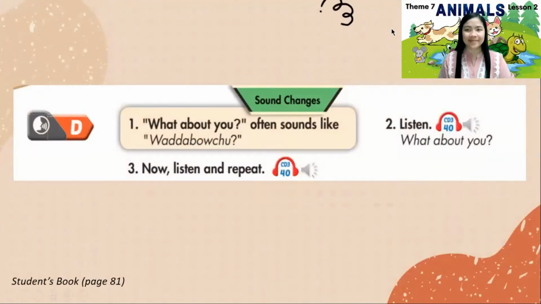Pronunciation tip. What about you? The question, what about you, often sounds like this. What about you? Can you do that? Now listen and repeat.